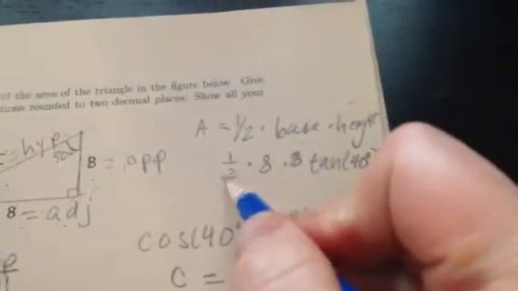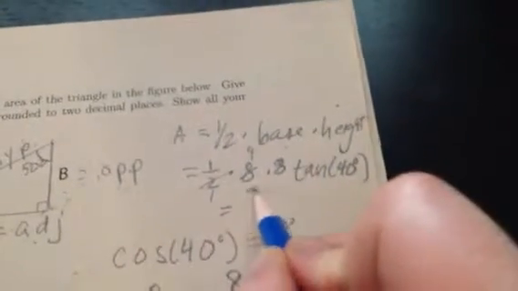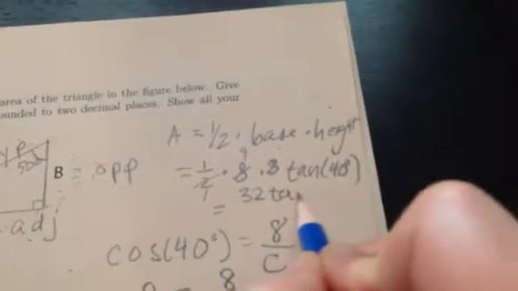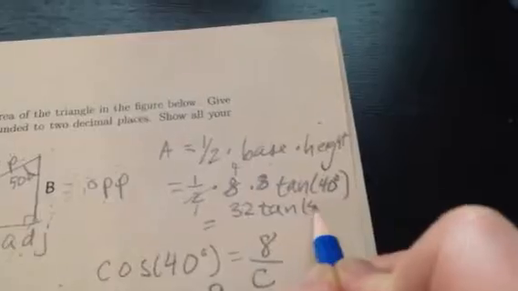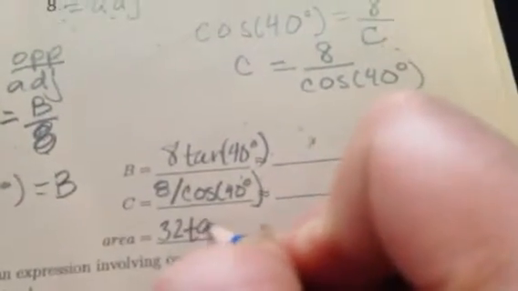And that means 2 goes into 8 4 times, and we have area is equal to 32 tan 40 degrees. And that's our exact answer, so we write it here. 32 times the tangent of 40 degrees. And that concludes this problem. Problem 2, quiz 2.